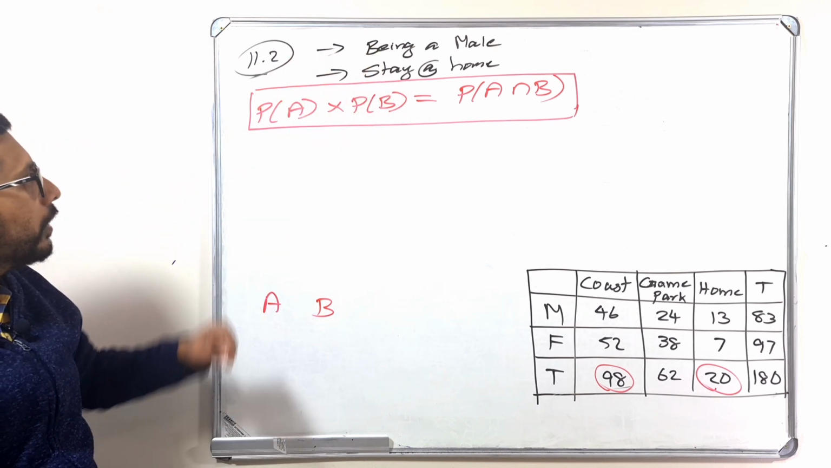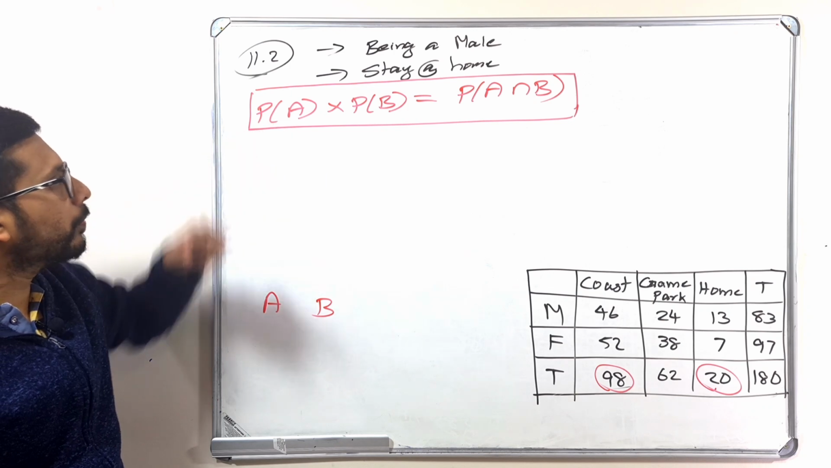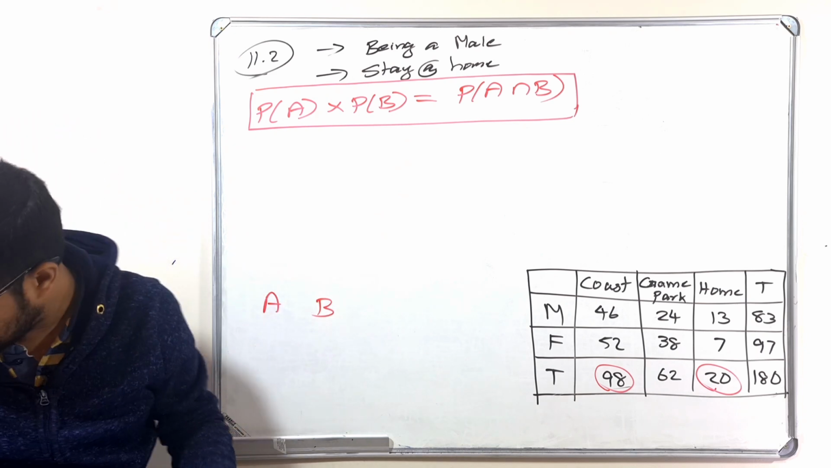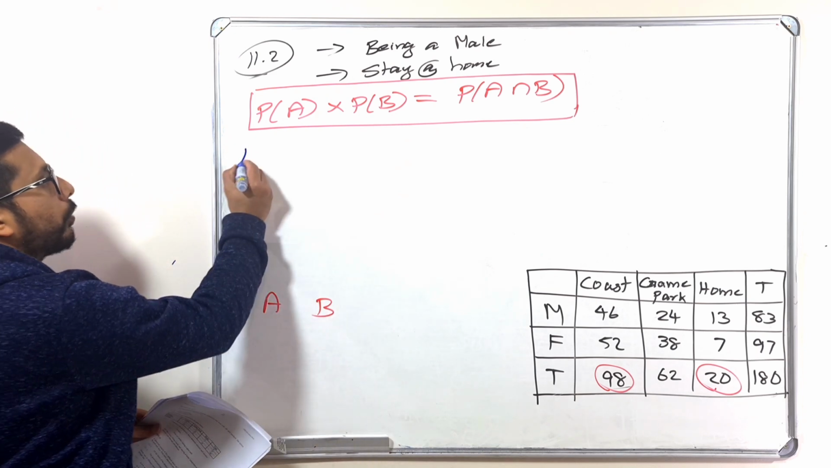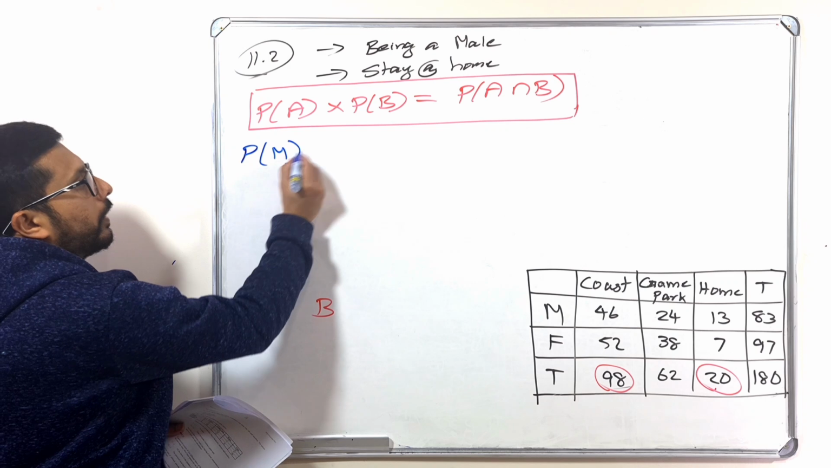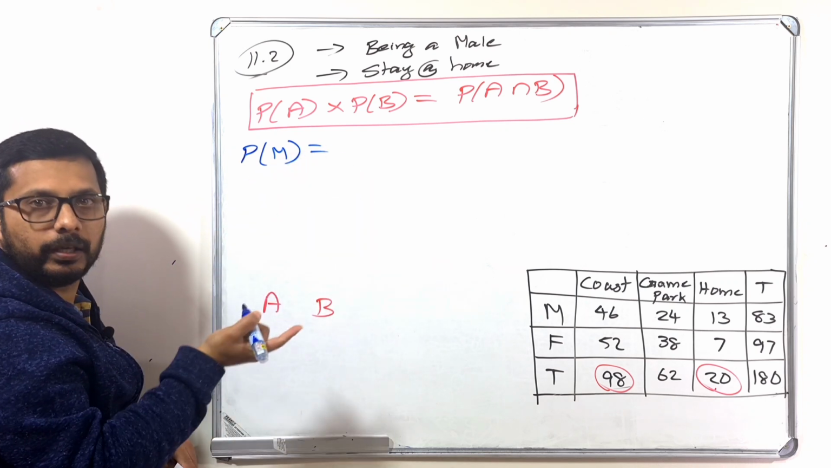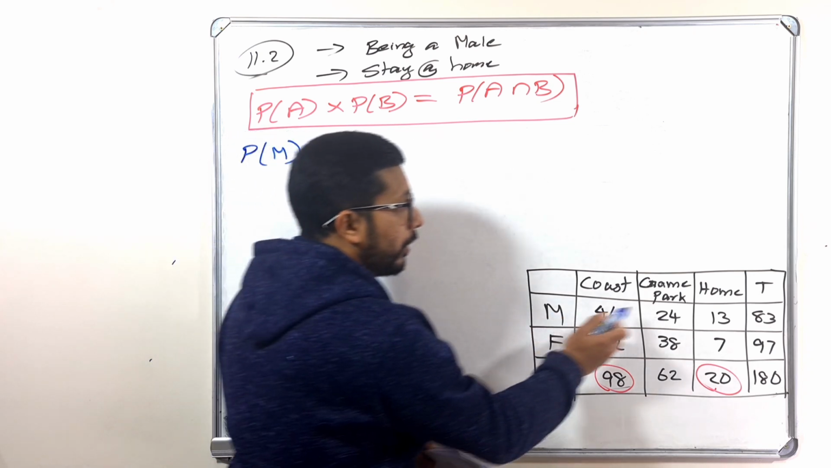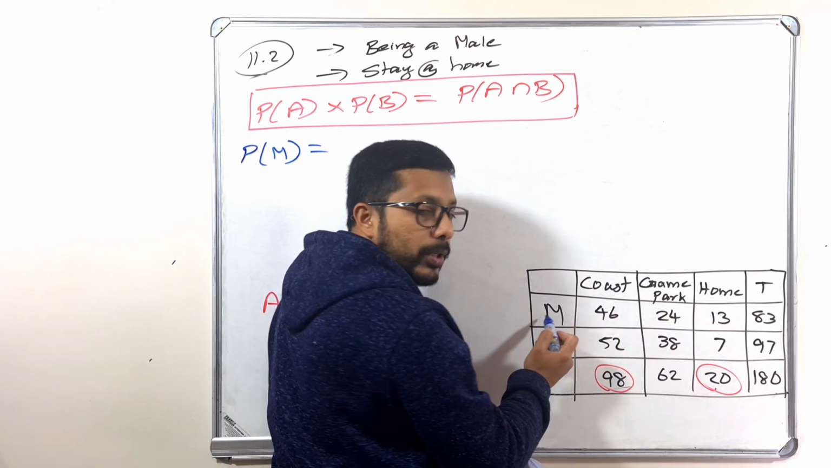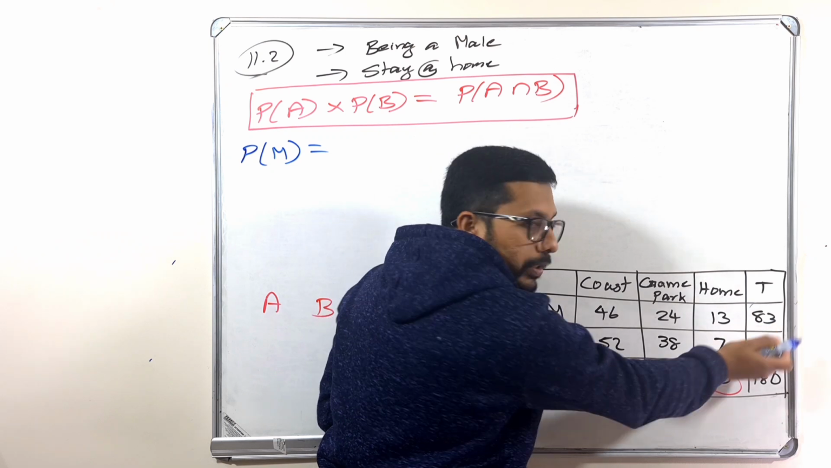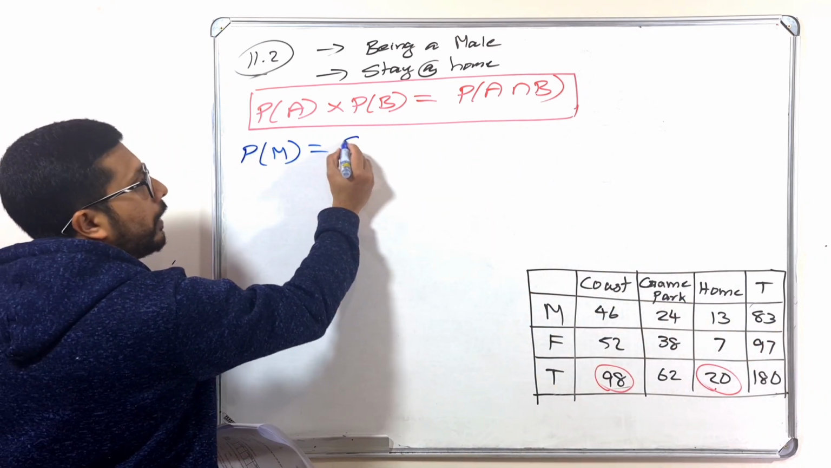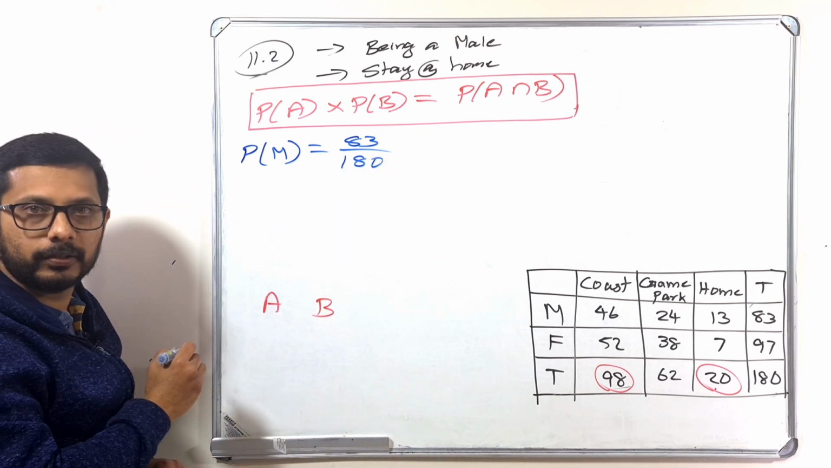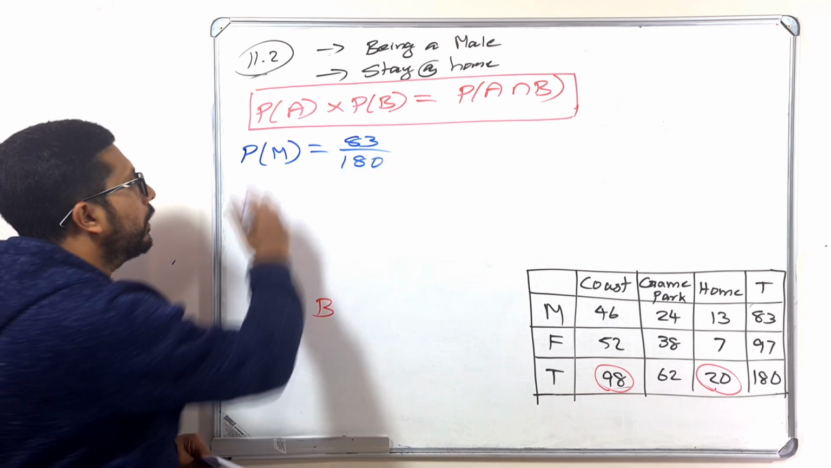So now let's try to find separately what is probability of A. I told you A here is being a male. A stands for being a male. Male means it doesn't matter whether coastal or game park or home, it must be male. So what is the total male? 83. So what is the probability of being a male? 83 divided by total 180. Just leave it like that.